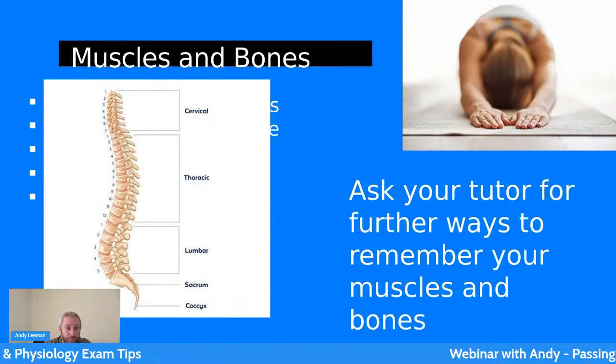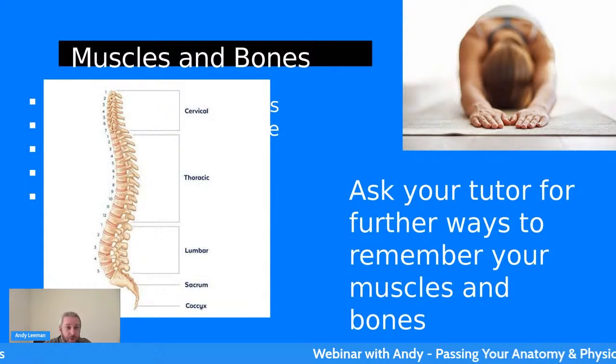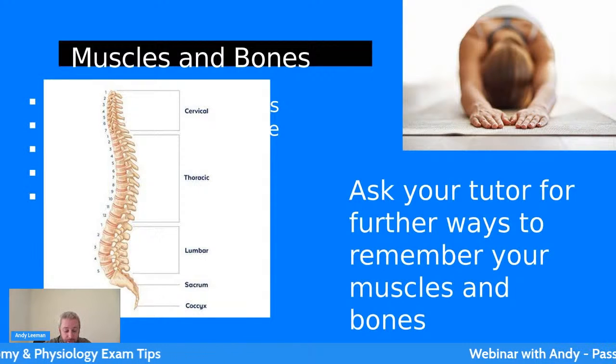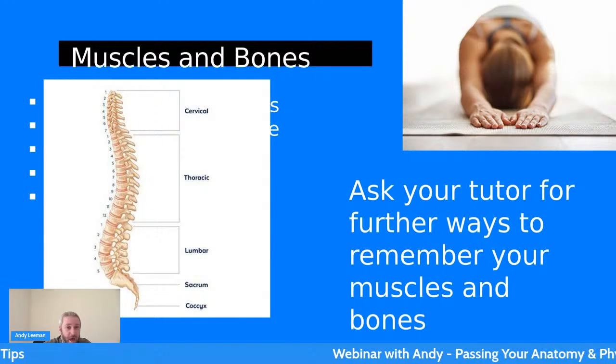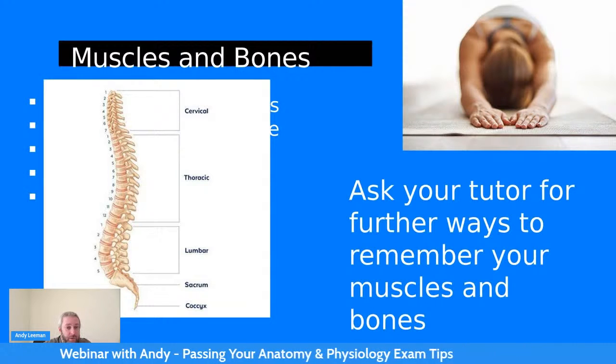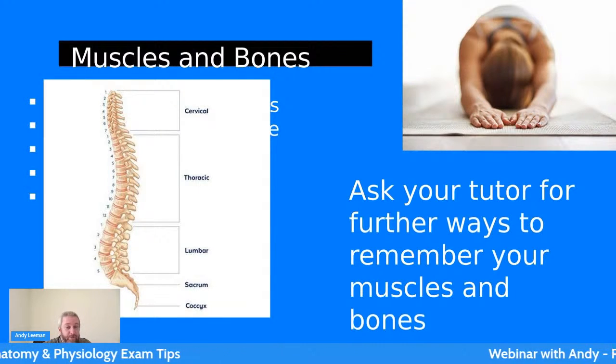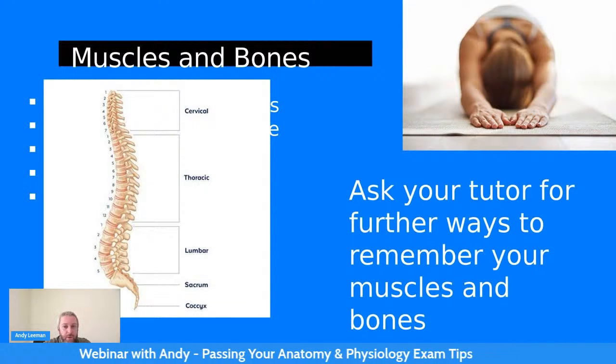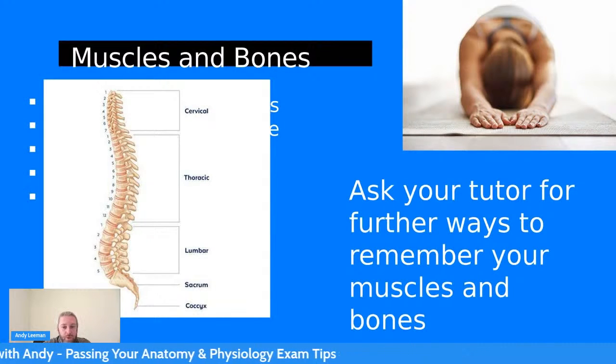My next one is the cervical part of the spine has 7 elements. The thoracic has 12. The lumbar has 5. The sacrum 5 and the coccyx 4. The way I remember that is breakfast at 7, dinner at 12, tea at 5, and then just 5 and 4. It's just one little way that I look to try and remember those elements. You can always ask your tutor as well for further ways to remember those muscles and bones.